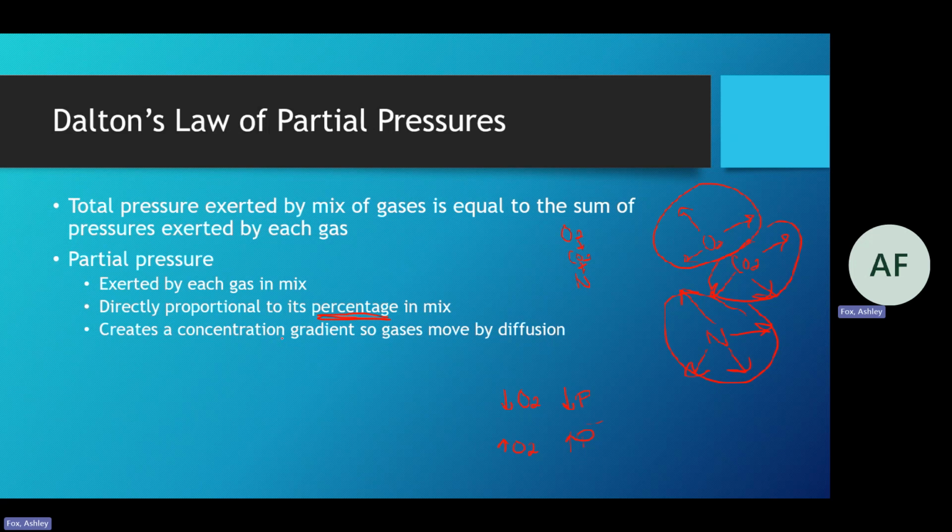Why do we care? Well, how do we determine concentration gradients? Because it's based on percentages, that's going to tell us how these gases are going to move. So if you increase the concentration of oxygen, then you're going to go from a high concentration to a low concentration. Again, it's the same movement. If you're increasing the percentage, you're increasing the partial pressure. So you have a higher amount of oxygen so that it can move from high to low concentration.